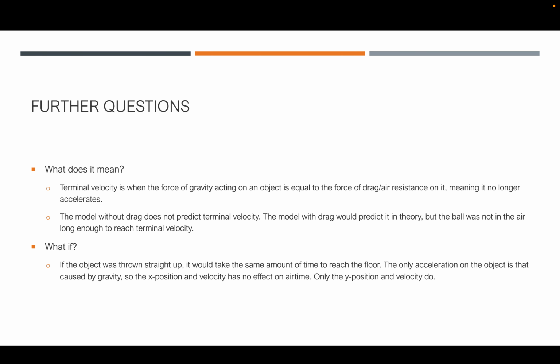Now, getting into further questions. What does it mean? Terminal velocity is when the force of gravity acting on an object is equal to the force of drag or air resistance on it, meaning it no longer accelerates. The model without drag does not predict this, and the model with drag would predict this, but our ball was not in the air long enough to reach terminal velocity.